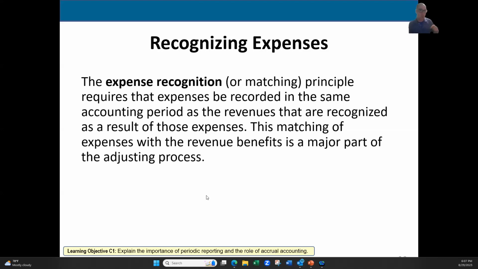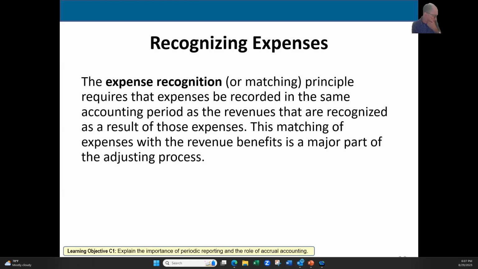What about expenses? We recognize expenses the time the expenses were incurred. This is also part of the matching principle. It tells us that we match our expenses with the revenue when the transaction happened.